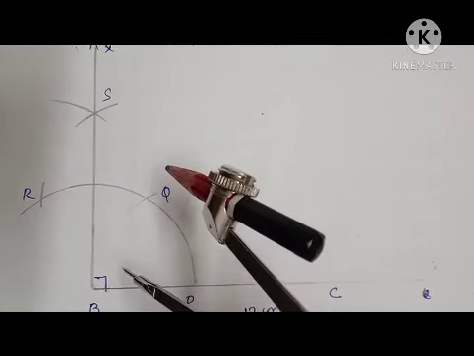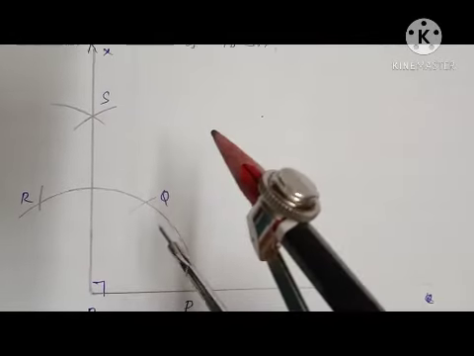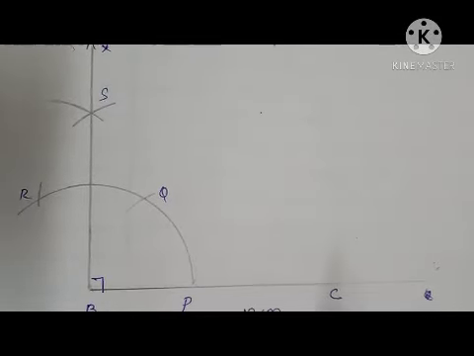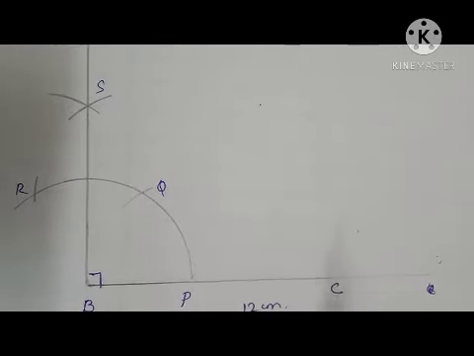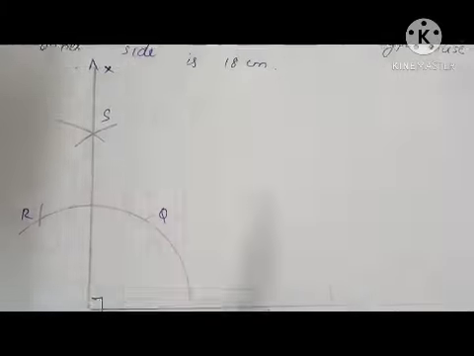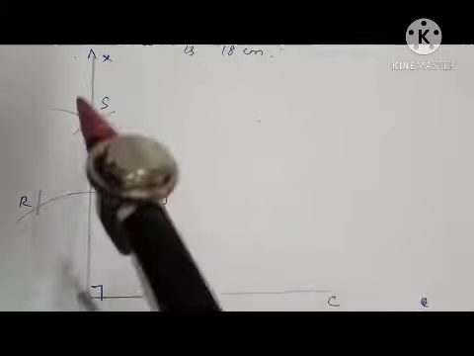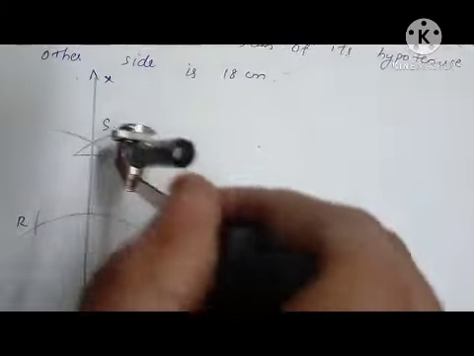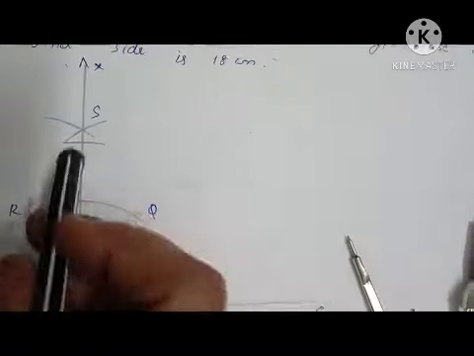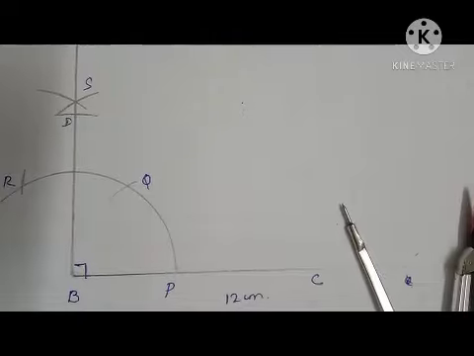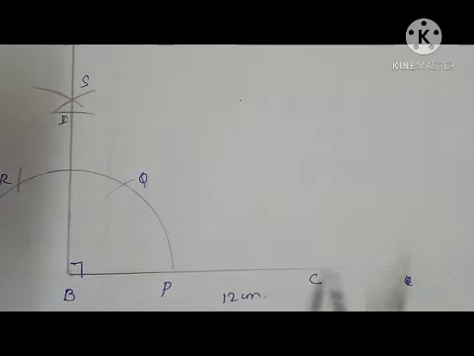Then as in the first question, we have to take the sum of the two sides, 18 cm, that we can take by the compass from the ruler. So here I took that as 18 cm, right? Then this is the 18 cm. That point I can name as D. Then what we will do, join this D to C.